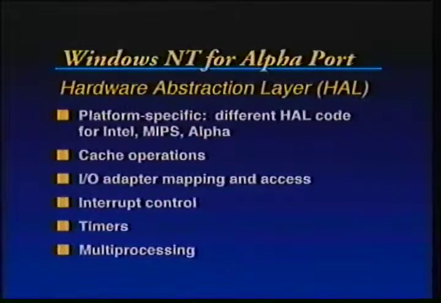The second component, the one that is layered above that, is the hardware abstraction layer. Again, this is platform specific, so you have a different version of HAL code for the Intel platform, MIPS platform, and the Alpha platform. And you'll have one for the Intergraph as well. Within the hardware abstraction layer, you have various operating system functions which deal with hardware, such as caching, doing the mapping of I/O adapters, handling interrupts, coordinating various system timers, and the coordination of multiprocessing, so the communication between various CPUs.